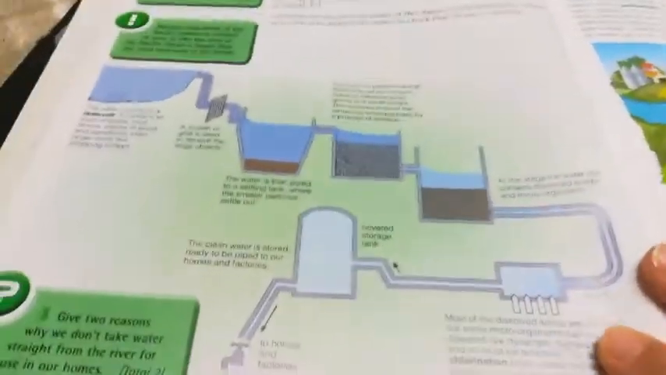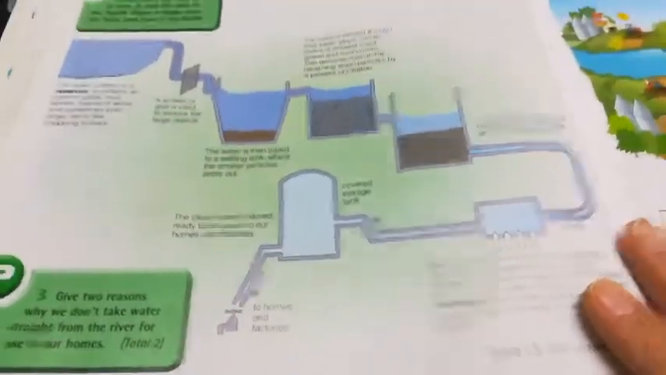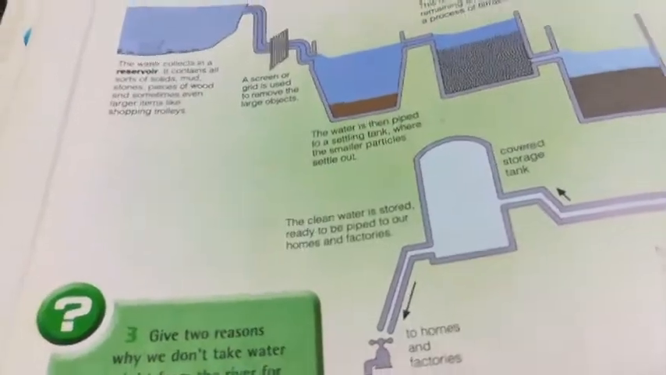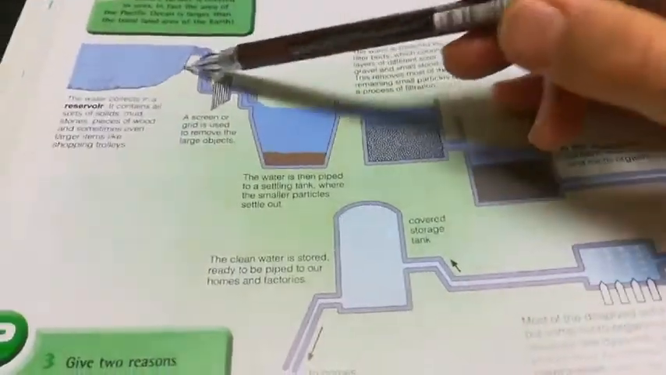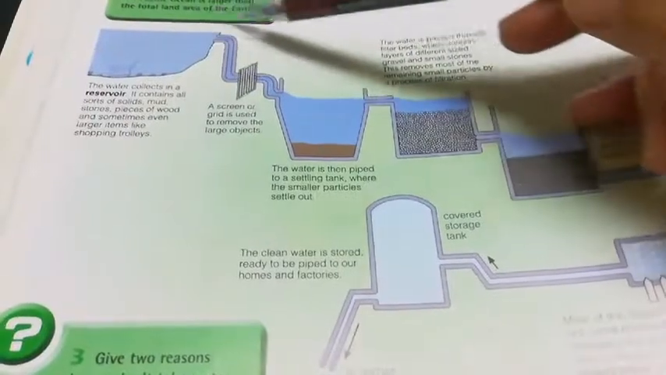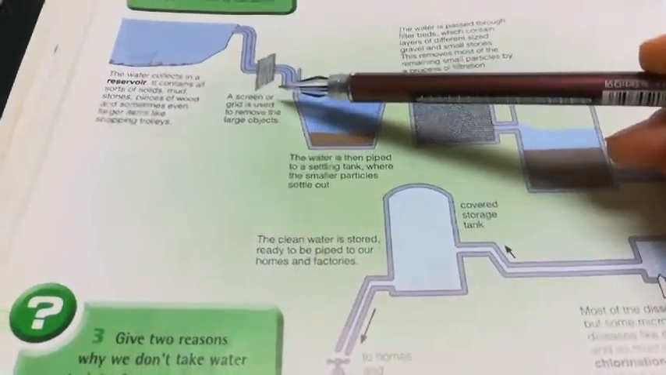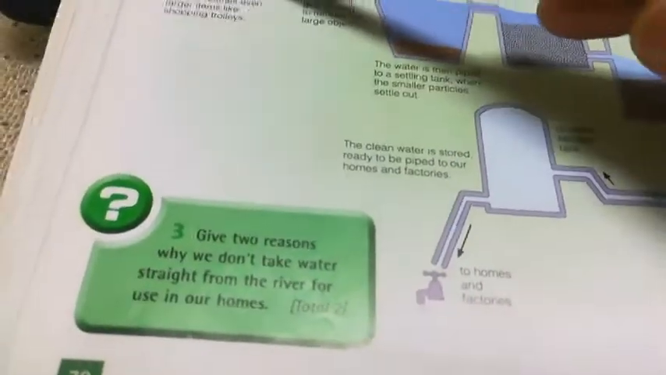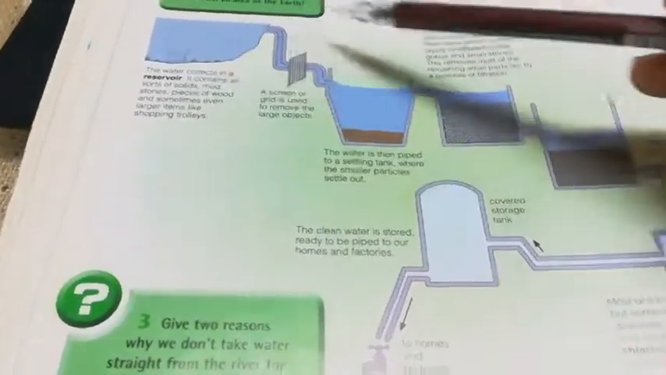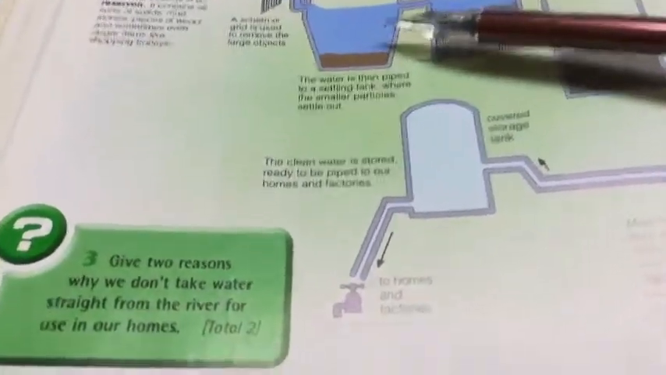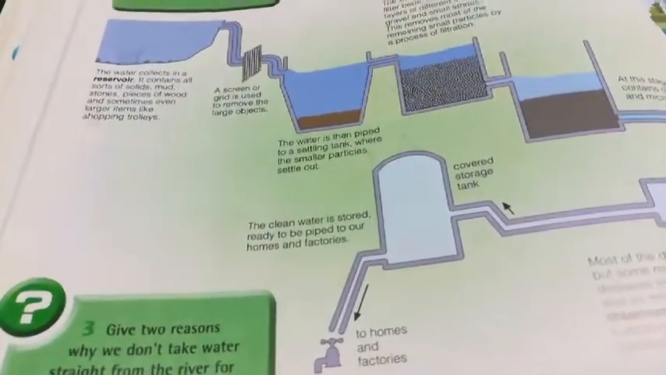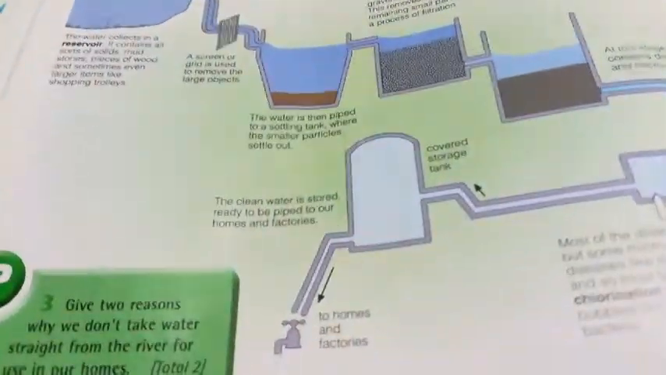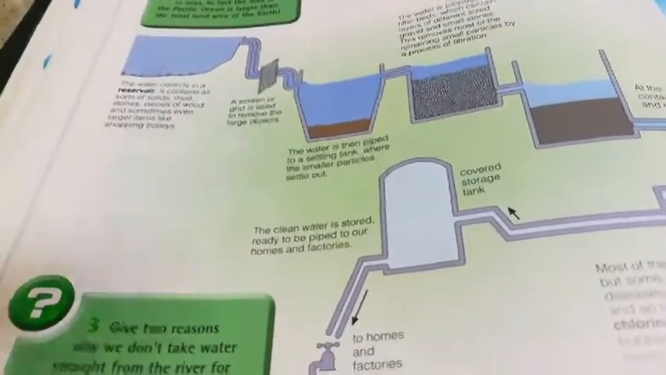So let us explain it from the grade 8 book because it's much easier, and actually you don't need all these steps. So they are collecting the water in big tanks. Then a screen or a grid is used to collect big objects like trolleys or any other big objects. Then they are doing a process of sedimentation to let the mud and other particles settle down.